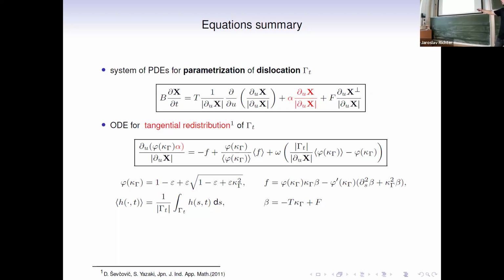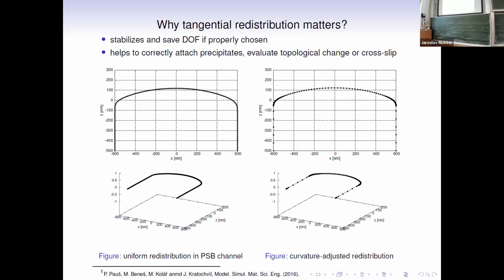Achieve doing this, they can formulate one ODE per curve. So it is a coupled system: two degenerate parabolic equations for the dislocation movement, plus one ODE for this tangential term. And if we are lucky and if we choose the redistribution properly, we can, for example, achieve something like this.